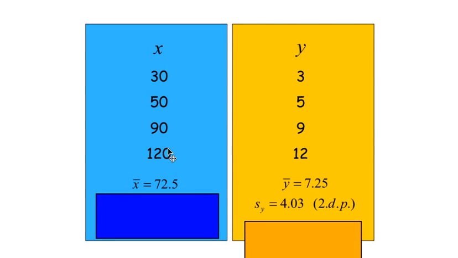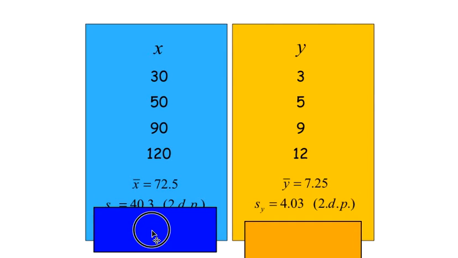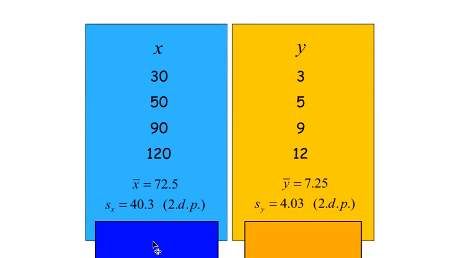Well, yes it is. This data here is 10 times more spread out than the data in this list here. So the standard deviation has definitely changed, and it will have changed by a factor of 10 as well. So it will have a standard deviation of 40.3.